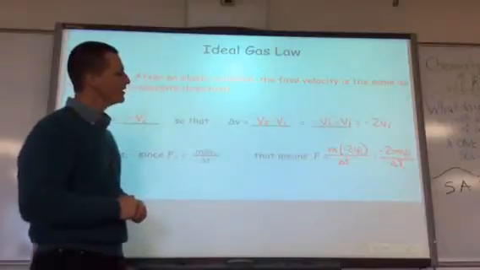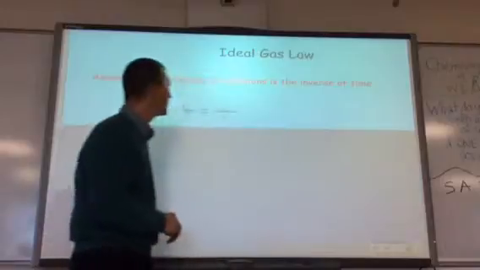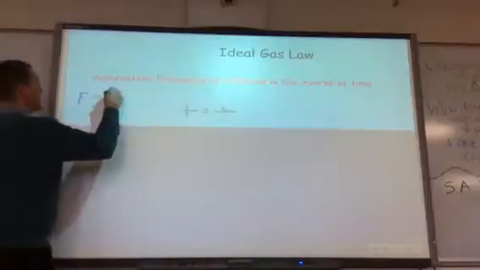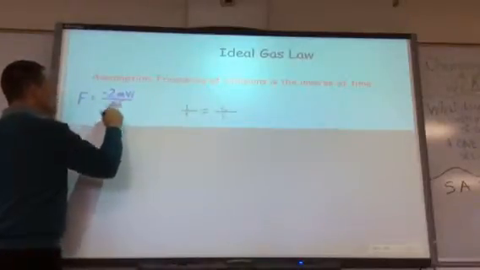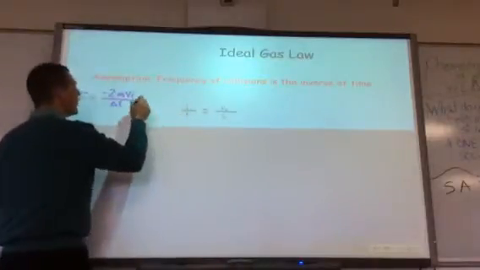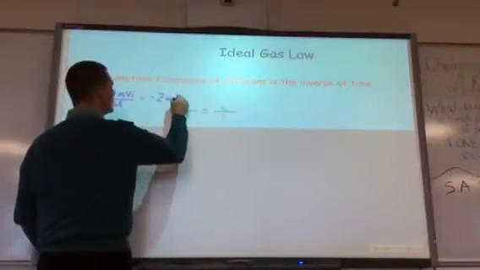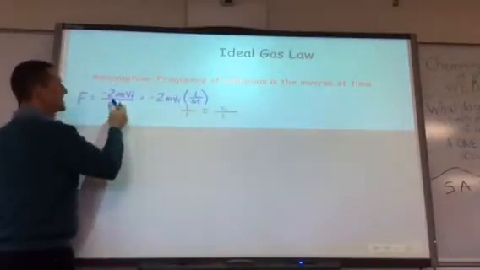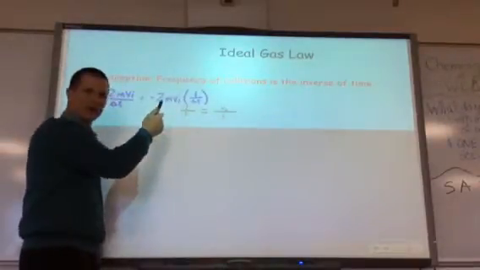Negative 2 mvi over delta t. Good. Now, what we just had from the previous slide, force equals negative 2 times the mass times vi over delta t. Well, delta t is some time interval. That's going to be the same as that time interval. So I'm going to rewrite this, very subtle difference, negative 2 mvi times 1 over delta t. Isn't that the same thing? Yeah. Dividing by delta t is the same thing as multiplying by 1 over delta t.